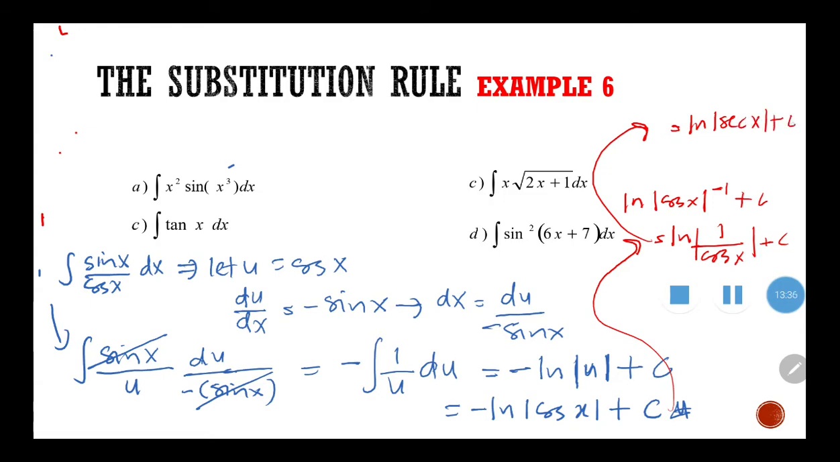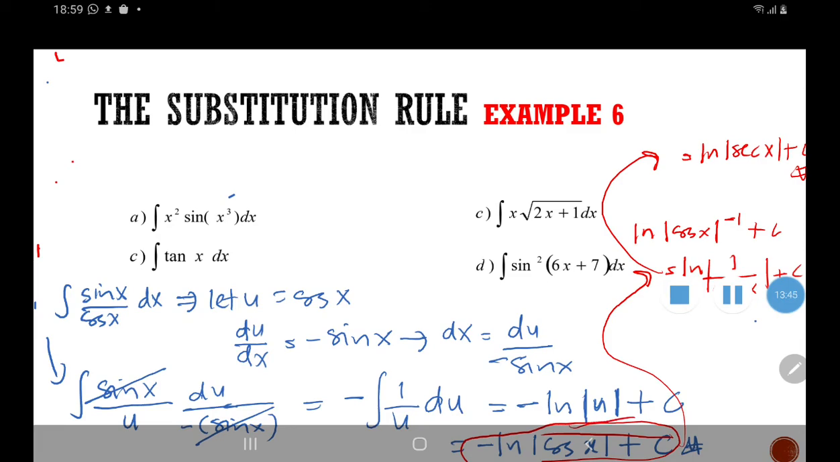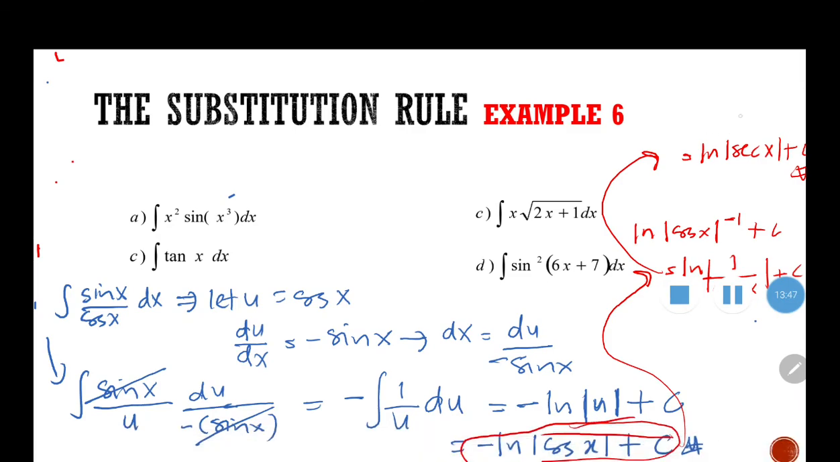X plus c. So the final answer should be this one: ln secant x plus c. But if you answer this, it is already correct: negative ln cos x plus c. This one is for your general knowledge, pengetahuan am.